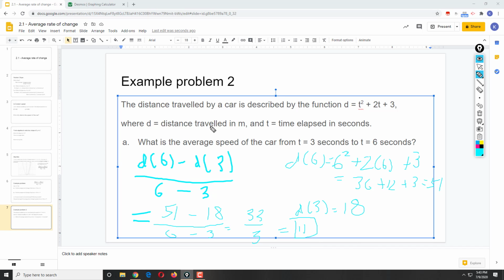Remember our units? Well, it's change in d over change in t, so it's meters over seconds. In other words, during that time, on average, we know the car is speeding up, but on average, every second the car goes 11 meters. And that is the average rate of change.